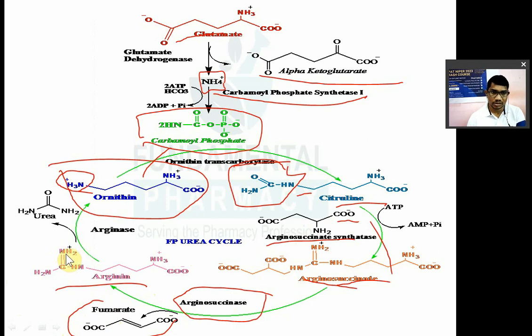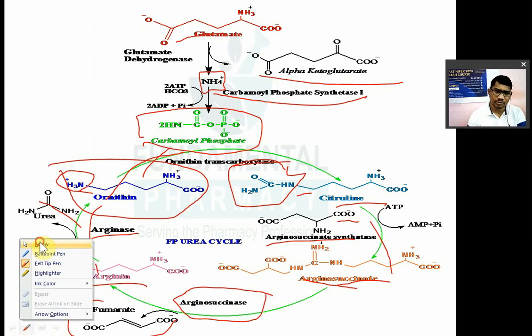Now from this there is a liberation of urea, and arginine is converted to ornithine by the arginase enzyme. So arginase enzyme converts arginine into ornithine with the liberation of urea. And now this ornithine will again take part with another molecule of carbamyl phosphate. That's how the urea cycle works. So are you getting the urea cycle or not? Is the urea cycle understood?